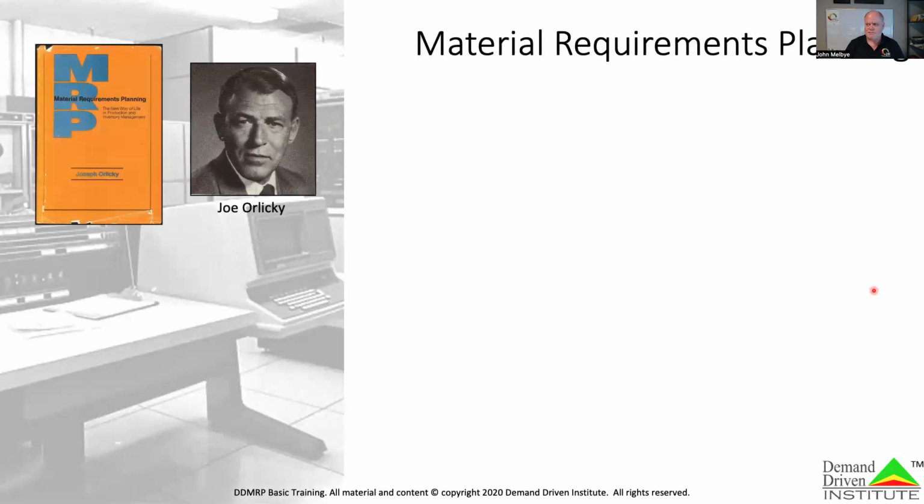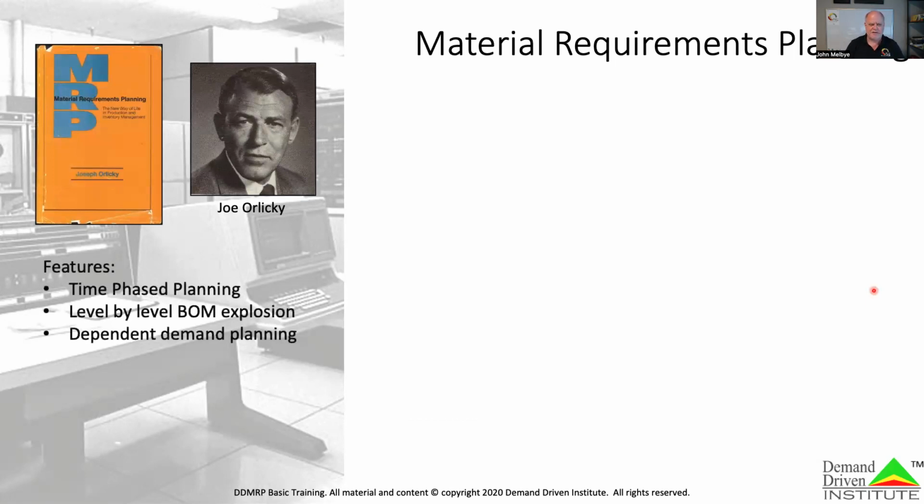MRP, Material Requirements Planning, the traditional process developed by a handful of people, but Joe Orlicky is the guy who wrote the book in 1975. What MRP was going to give us is time-phased planning, level-by-level bill of materials explosion, and dependent demand planning.